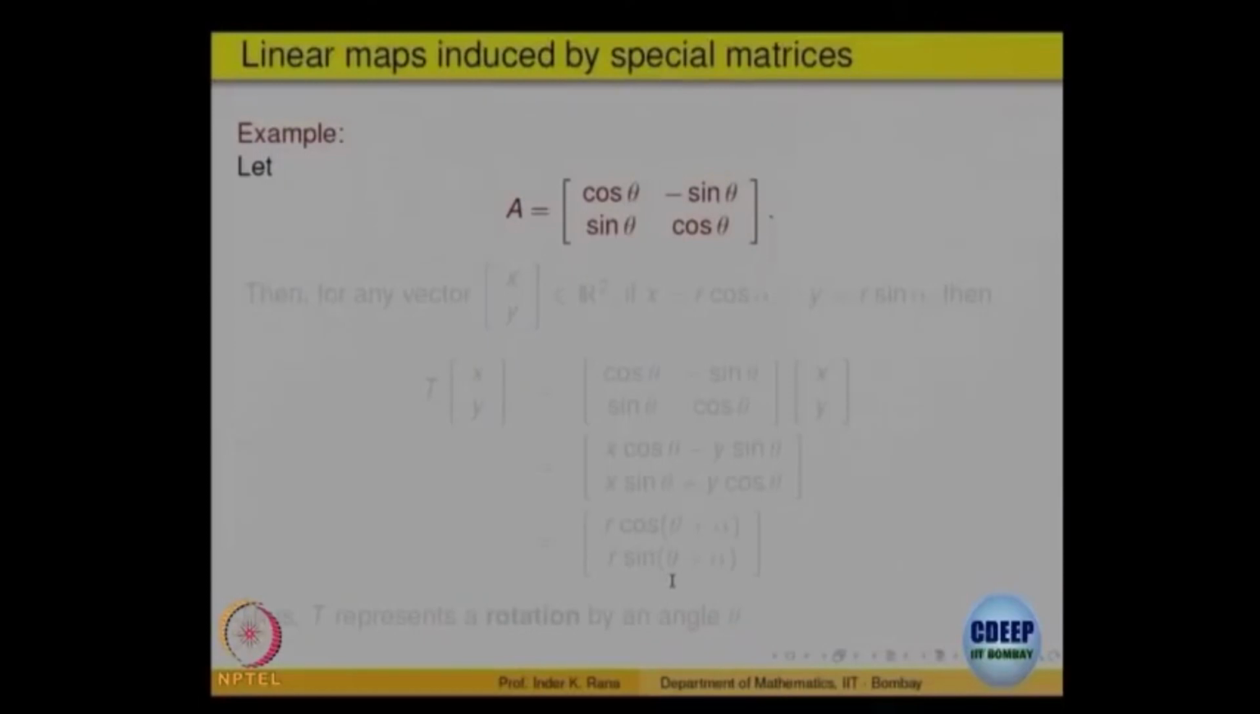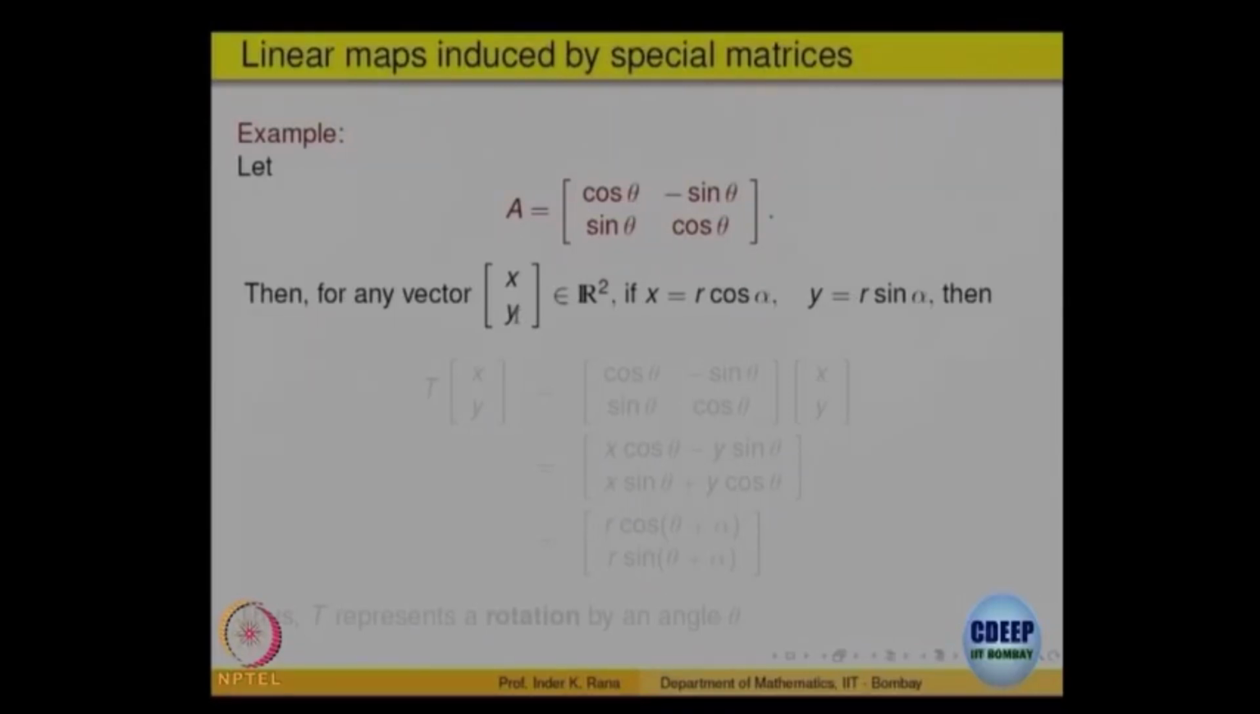So, look at this matrix: cos theta, minus sin theta, sin theta, cos theta. Theta is some angle between 0 and 2 pi. Let us take a vector (x, y) in R2, and let us say that x y is a point in R2. So, polar coordinates. What are the polar coordinates? x is equal to r cos alpha, y is equal to r sin alpha. So, let us multiply this matrix by this vector and see what the outcome is.